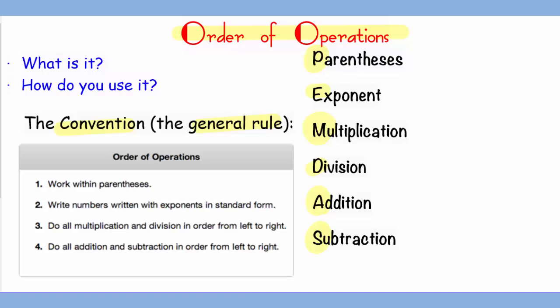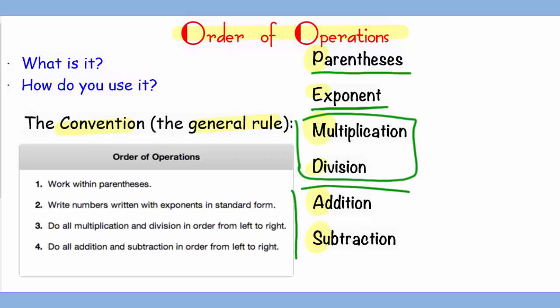A few things to remember is that you should always first work within the parentheses, and you should always try to expand the exponent to understand what it means. Multiplication and division are followed by left to right, which is first come, first operate. And the same thing applies to addition.